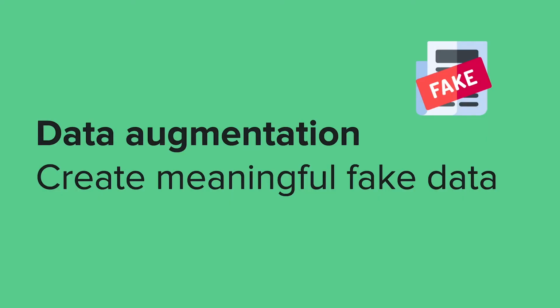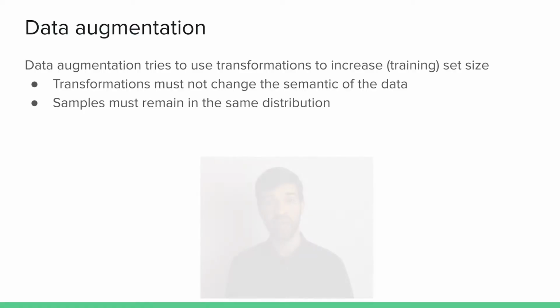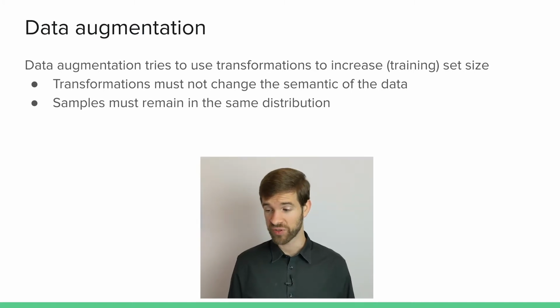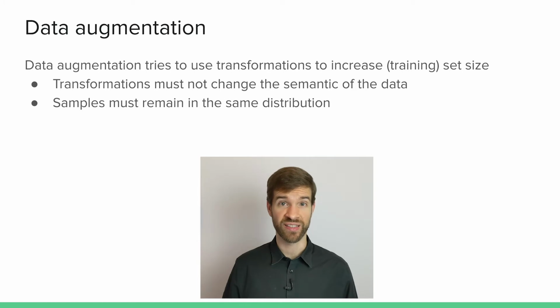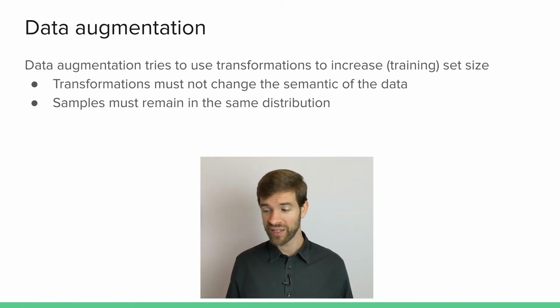Data augmentation therefore comes in handy, where we try to create meaningful fake data. What data augmentation does is that we use transformations to increase our training set size, which is exactly what we want, while at the same time staying within our distribution and, obviously, not changing the semantics of our input data.